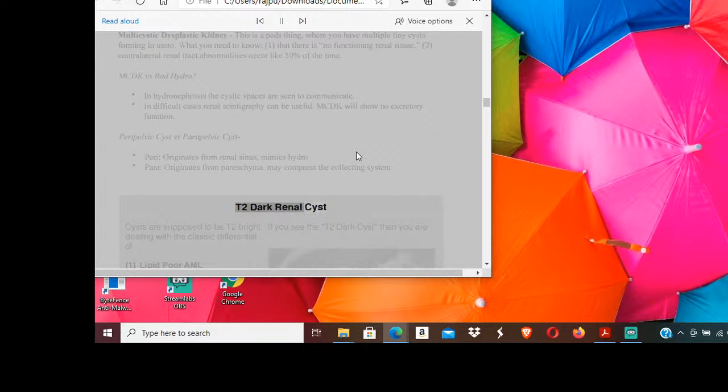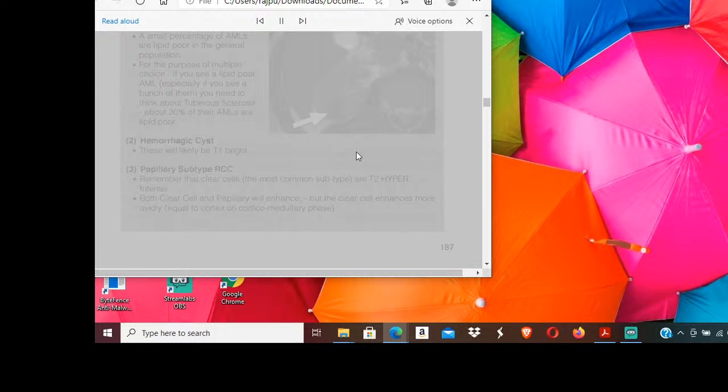T2 dark renal cyst. Cysts are supposed to be T2 bright. If you see the T2 dark cyst, then you are dealing with the classic differential of: 1. Lipid poor AML. A small percentage of AMLs are lipid poor in the general population. For the purpose of multiple choice, if you see a lipid poor AML, especially if you see a bunch of them, you need to think about tuberous sclerosis. About 30% of their AMLs are lipid poor.